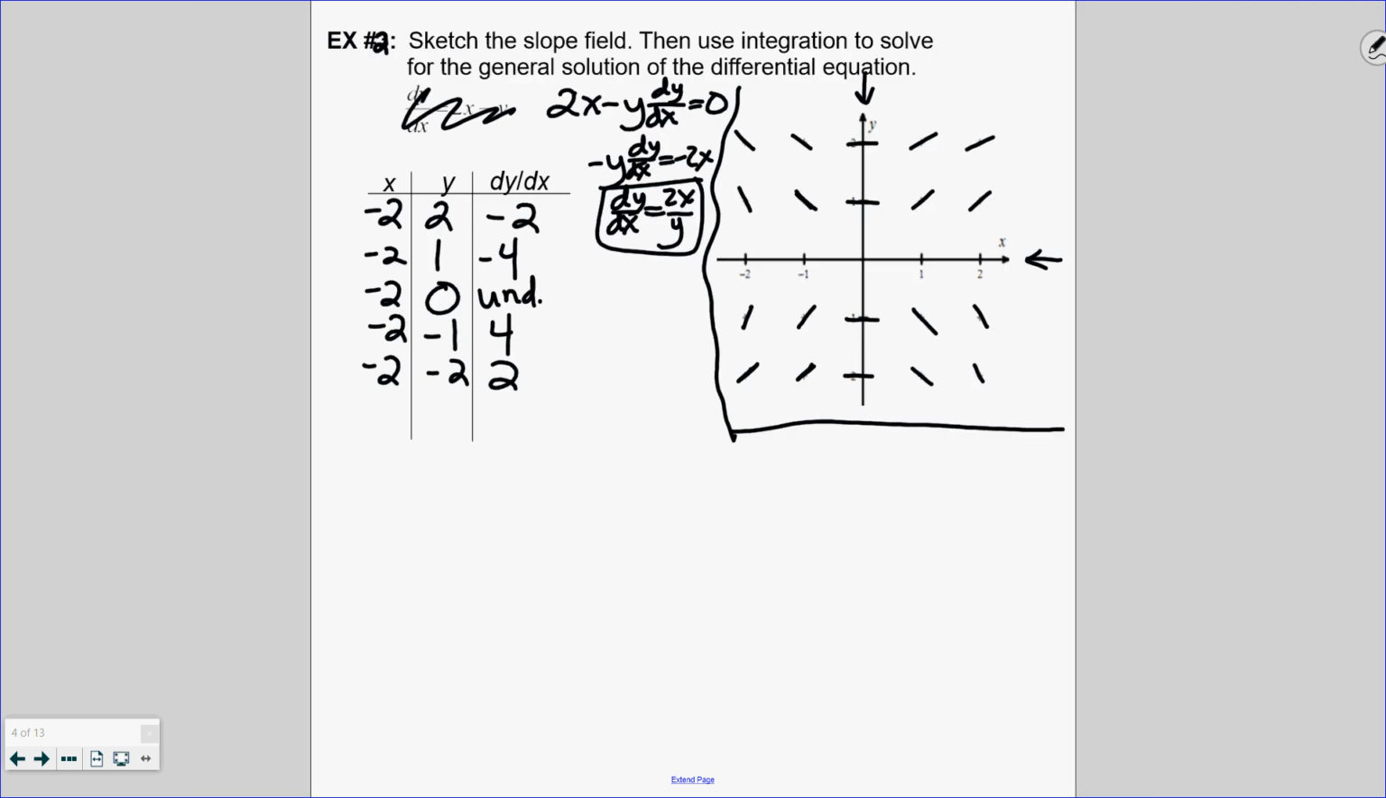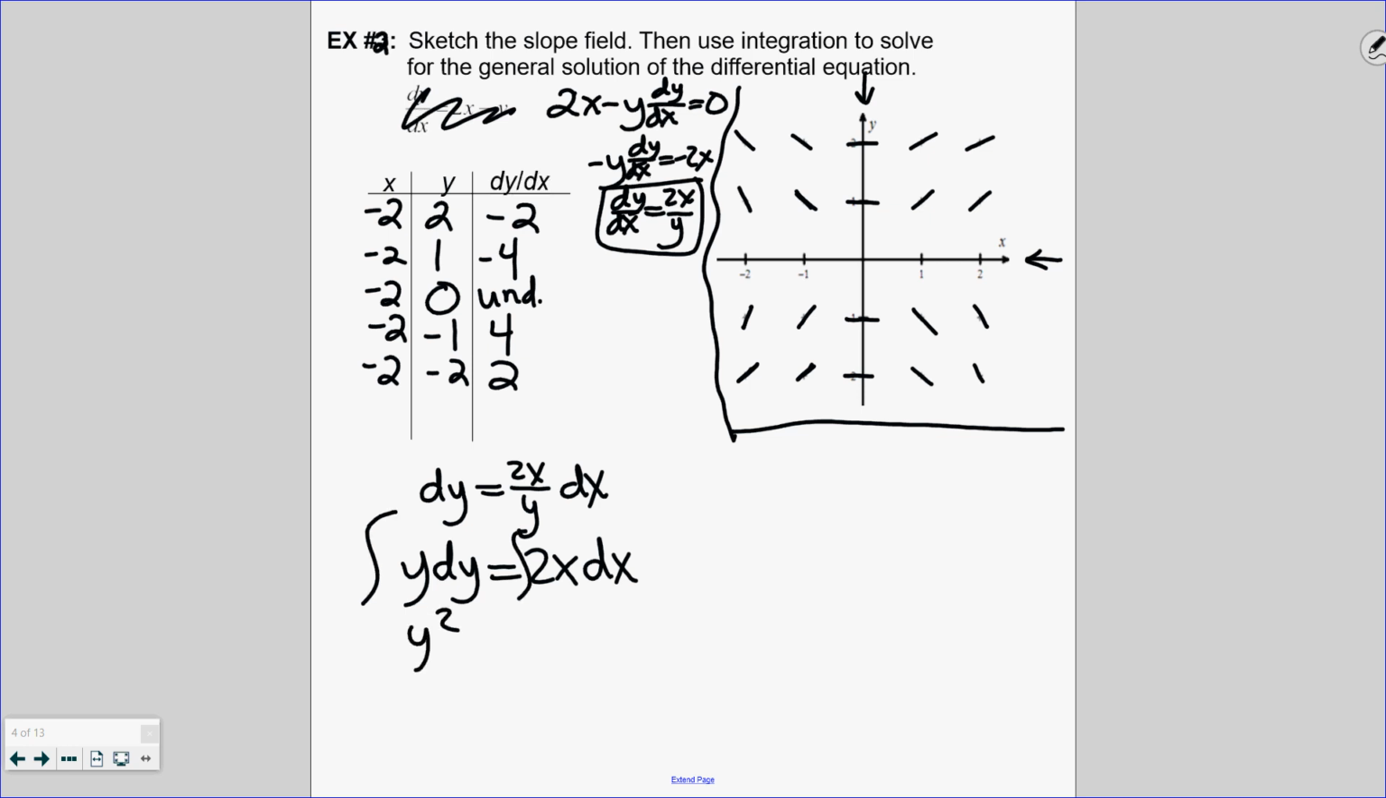So we're going to write dy equals 2x over y dx. And I'm almost there, but I've got a y and an x both on the right. So I need to multiply by y on both sides in order to get it over to the other side. When we separate variables, the only way we can separate them is to multiply or divide. You cannot add or subtract. Then we integrate both sides. We get y squared over 2 equals x squared plus c.